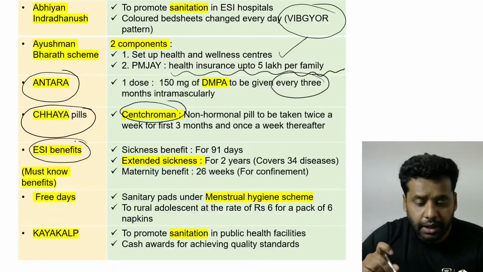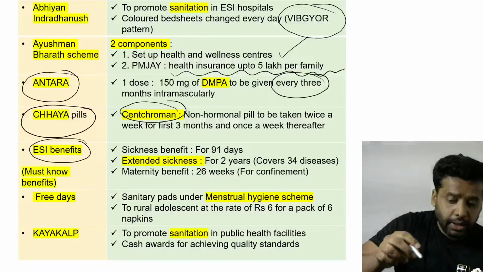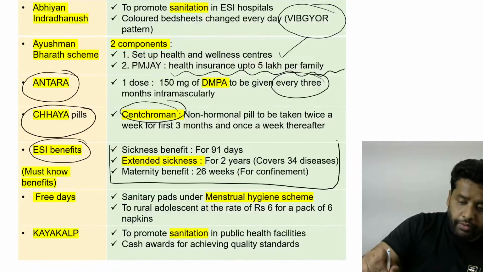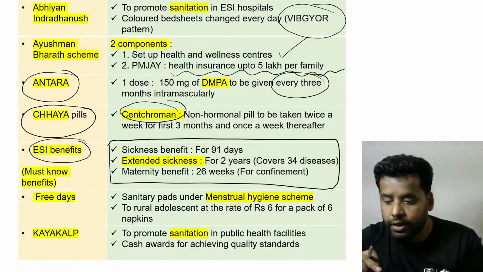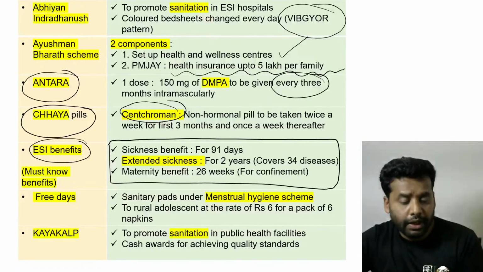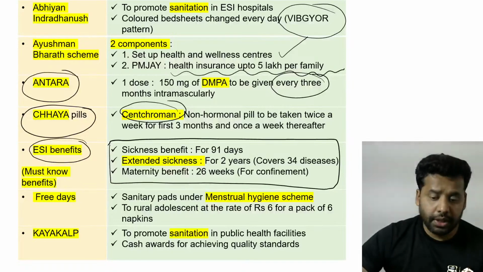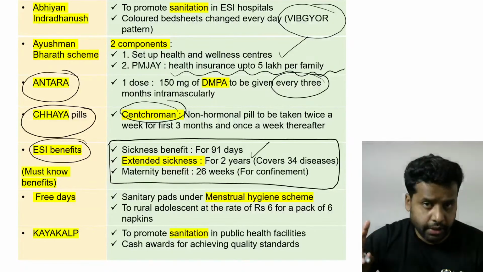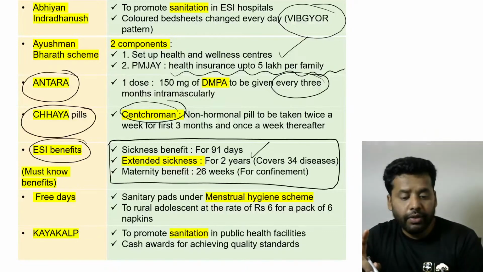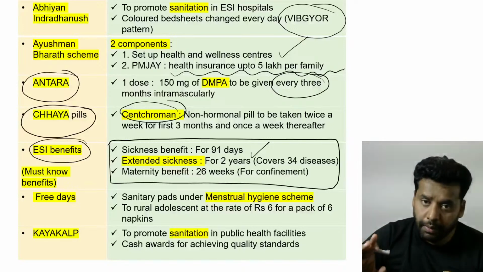ESI benefits, you should know. The main thing I am telling here, because it is rapid revision sessions, what we have told before only, not everything, only very, very important things we'll be discussing. Good, yes. Sickness benefit for 91 days, but extended sickness benefit will cover 34 diseases. How many years? 2 years. Extended sickness benefit will cover 34 diseases. 2 years it will be available.